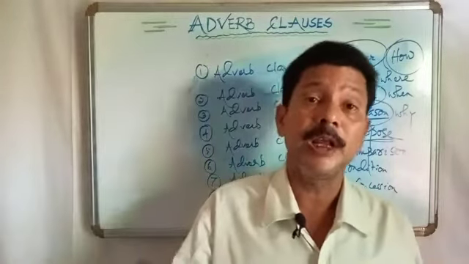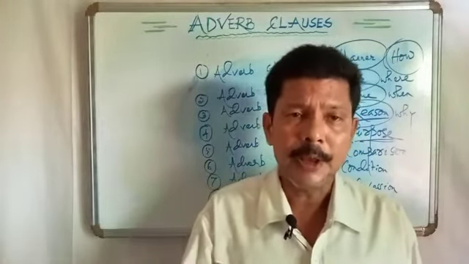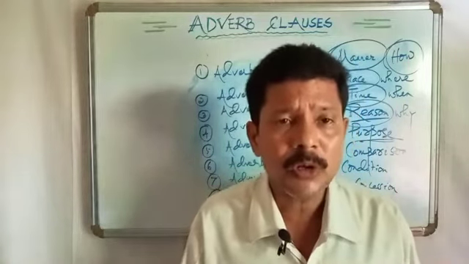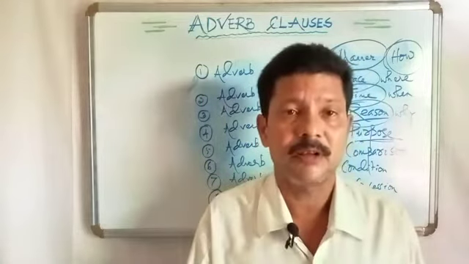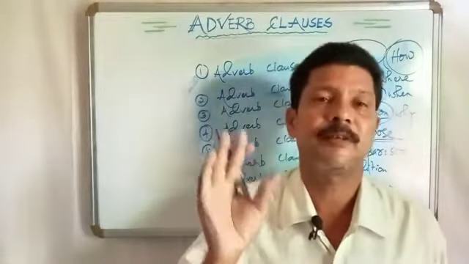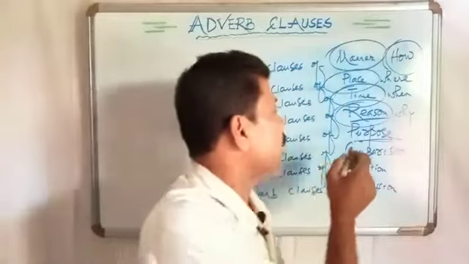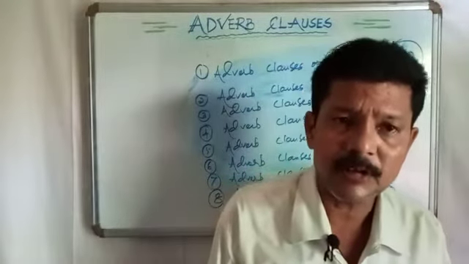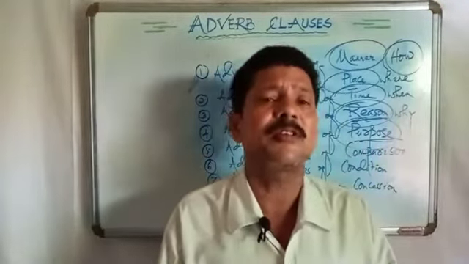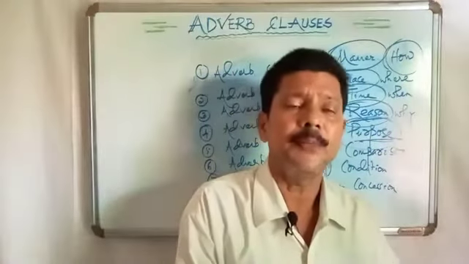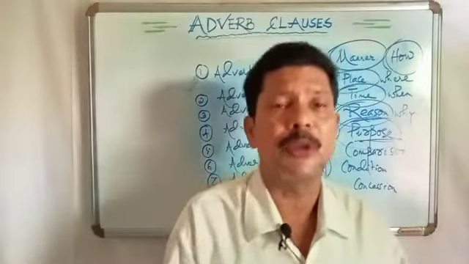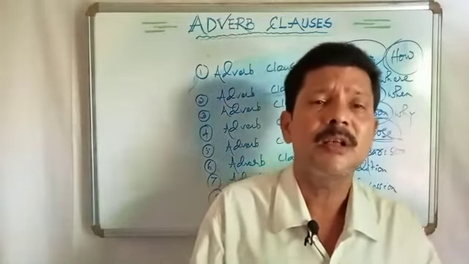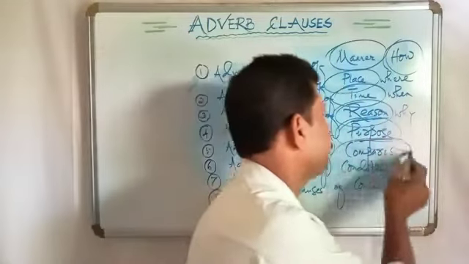We keep milk in a fridge. Why do we keep it? What is our purpose? Our purpose is it will remain fresh. So, purpose adverb. Then comparison adverb. Comparison adverb means compare two things, maybe an animal with animal or a man with a man. There is some comparison or contrast. It is called comparison adverb.